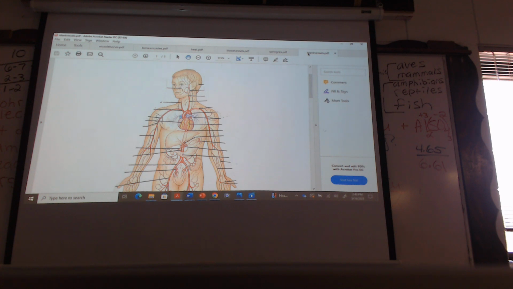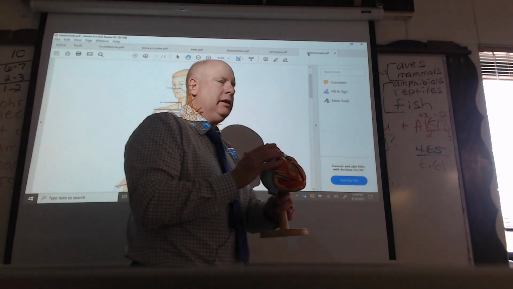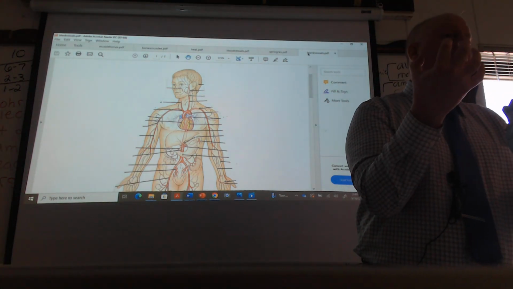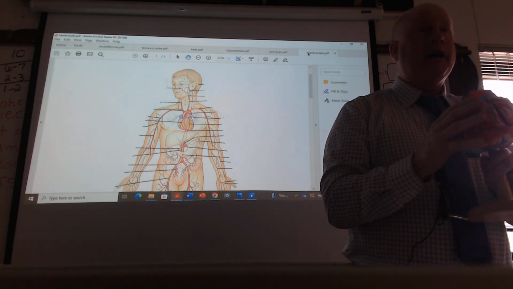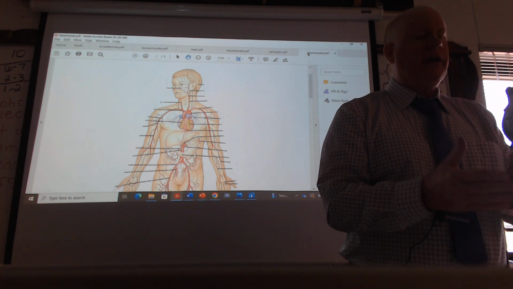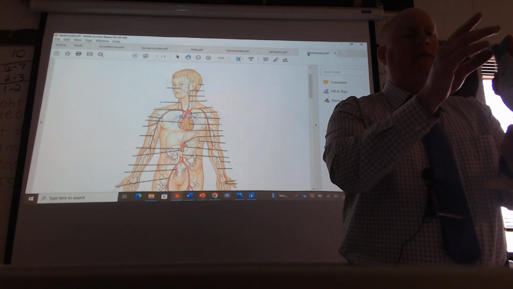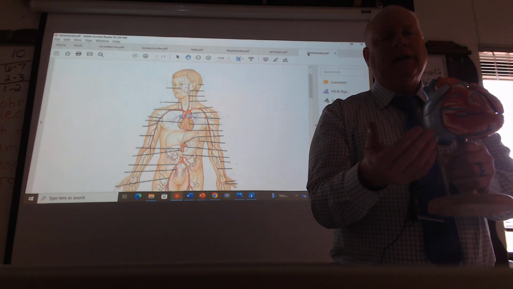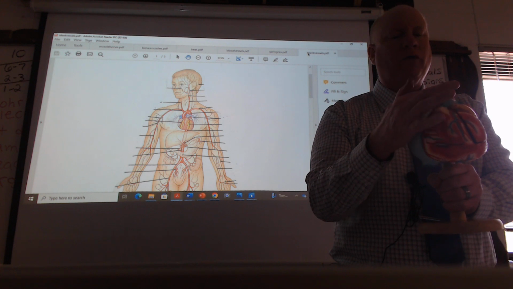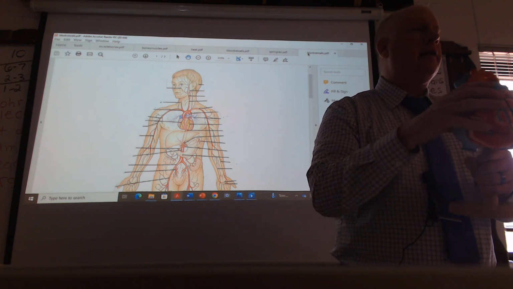So if this is oxygen poor blood, what vessel is this coming out of here, and in what chamber? This sends blood. It does not receive blood. Receivers are your atria. The senders are your ventricles. So if this is oxygen poor blood coming from the superior vena cava and the inferior vena cava, it's leaving this right ventricle through this vessel right here.